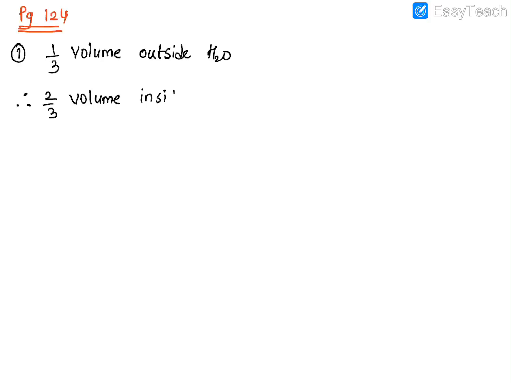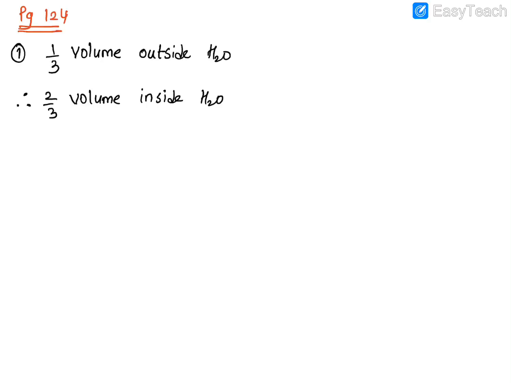First numerical. Here also, guys, we are not going to do all the numericals. I'll show you the few which are important from your exam point of view. So let's start with the first numerical. A rubber ball floats on water with its 1/3 volume outside water. Underline the word outside. 1/3 volume is outside water, so therefore 2/3 volume will be inside water, correct? 1/3 is outside, so 2/3 will be inside.